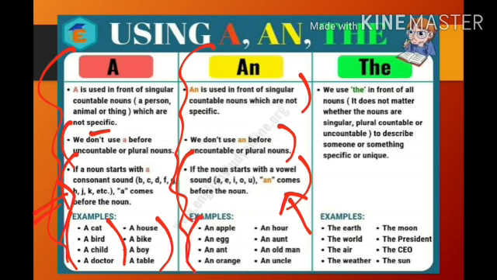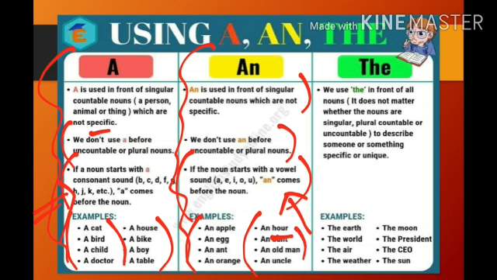Like an apple, an egg, an ant, an orange, an hour. I am not saying hour. See here the noun starts with a consonant letter, but it starts with a vowel sound. I am telling an hour. Yes, here H is silent and we are saying R. An R. R है ना पहले. So this is a vowel sound. So this word also starts with a vowel sound and that's why we have used an. And an old man, an uncle.